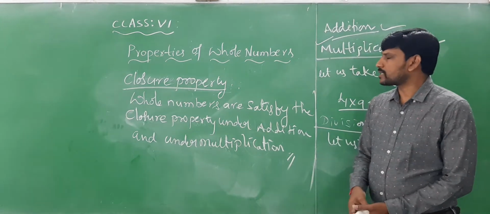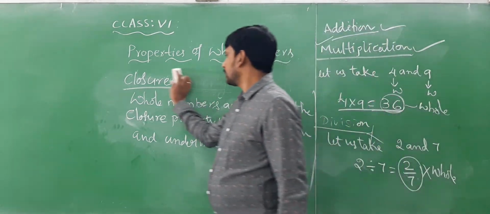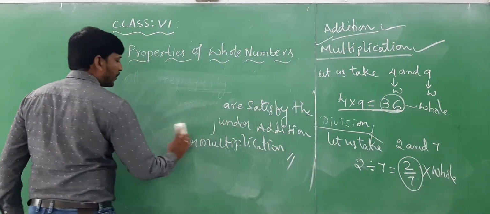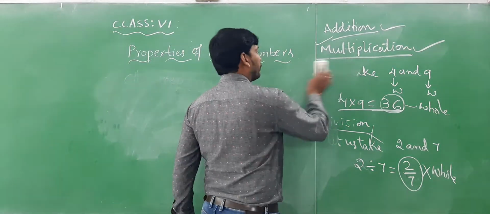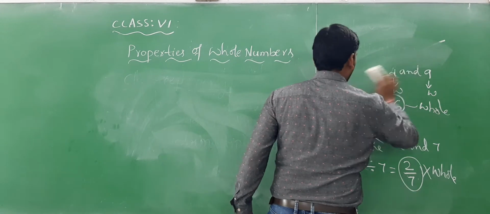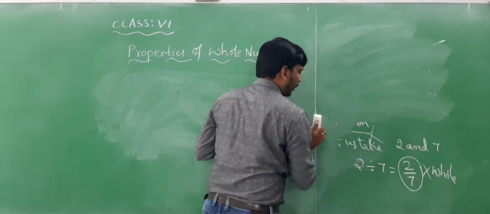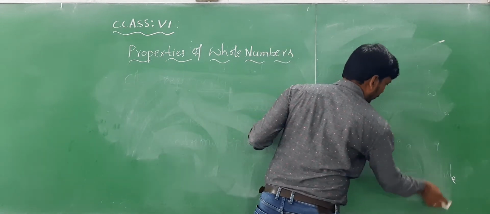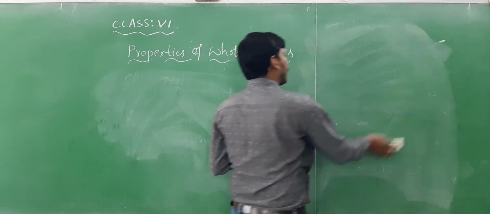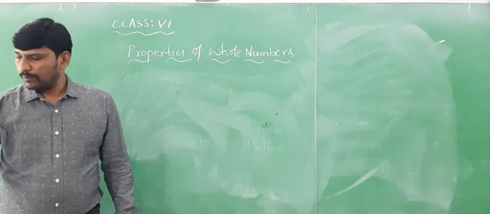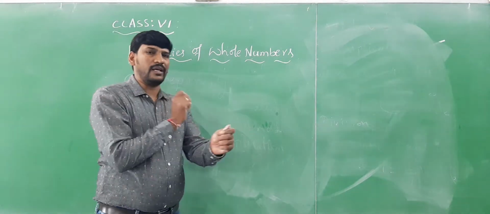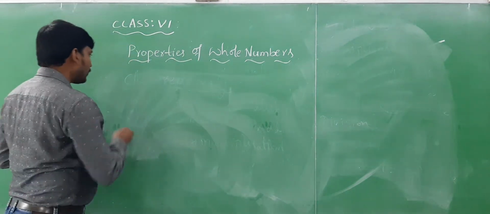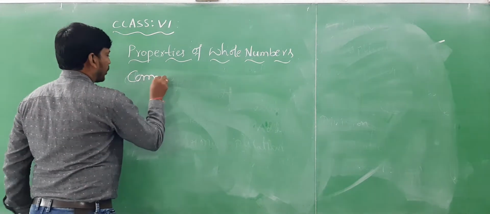Now let's come to the second property, that is the commutative property. In the commutative property, we will flip the numbers. The same process we used in the closure property we can apply in the commutative property also. But here we need to do it for both operations, which means you have to flip the numbers. The second one is the commutative property.